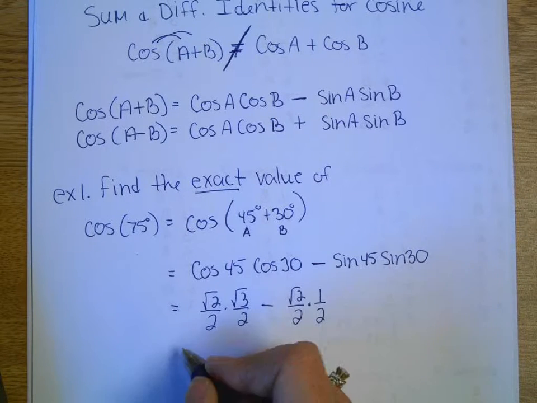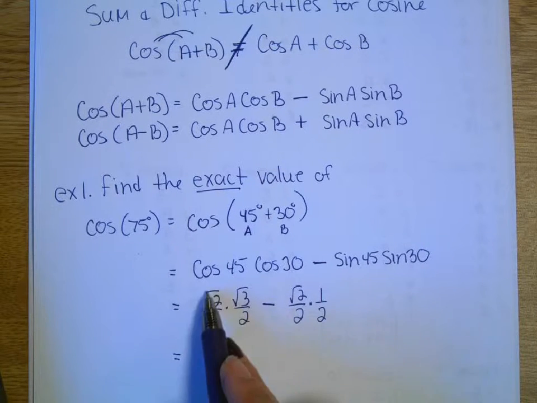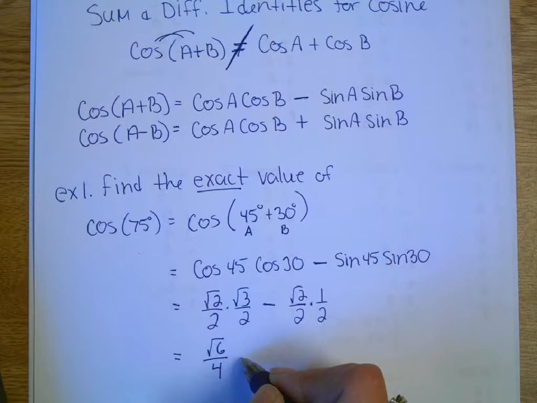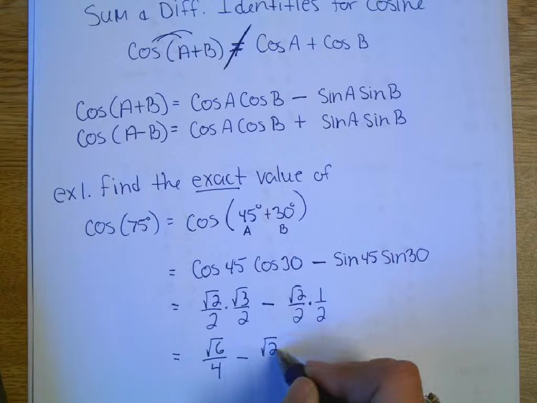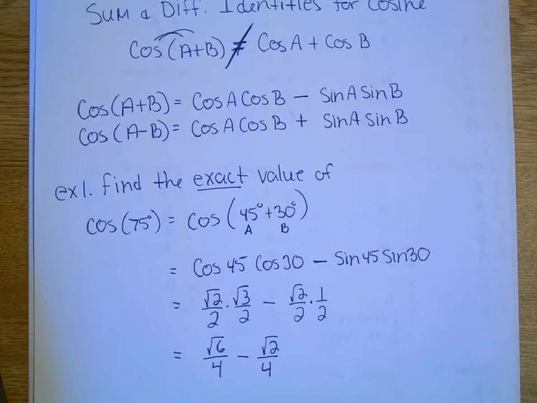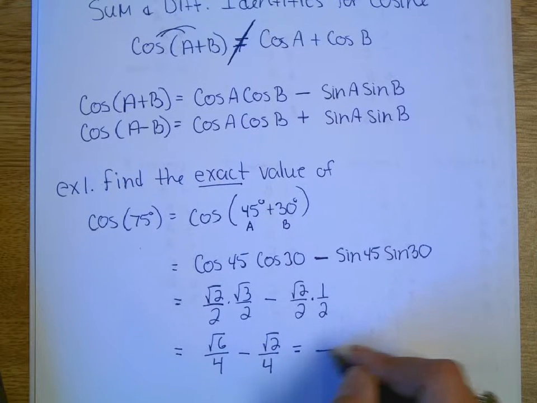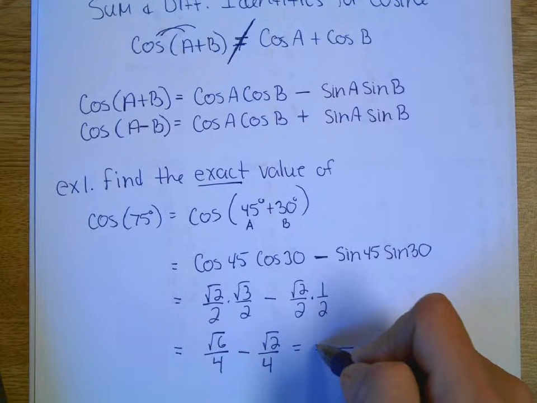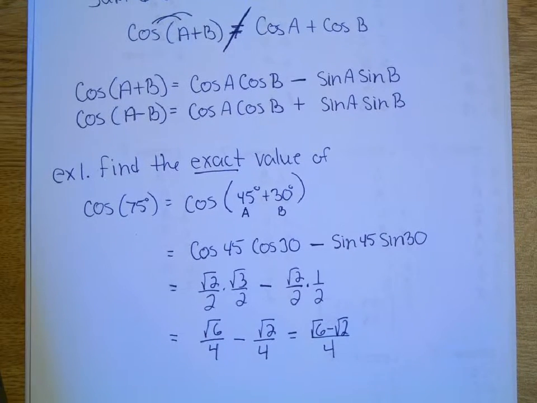Punch that all in the handy dandy calculator. No calculator, because we're being exact. Okay, fractions. So you multiply tops, you multiply bottoms. Square root of 6 over 4 minus square root of 2 over 4. Well, that's nice. There's a common denominator there already. You cannot subtract underneath. Square root of 6 minus square root of 2 all over 4.